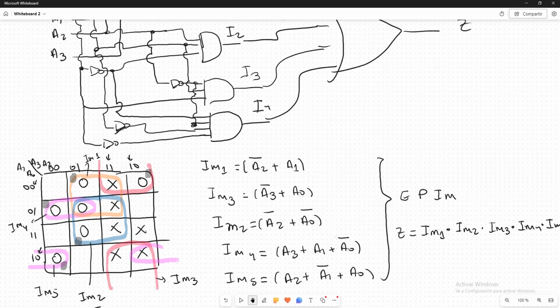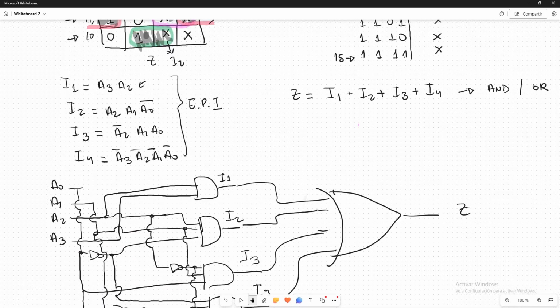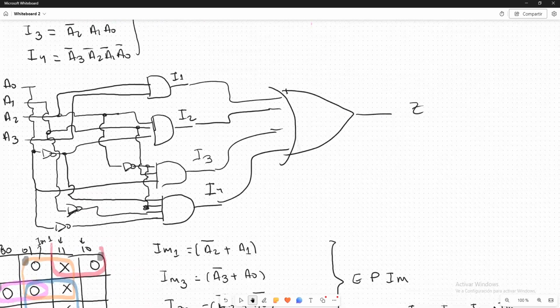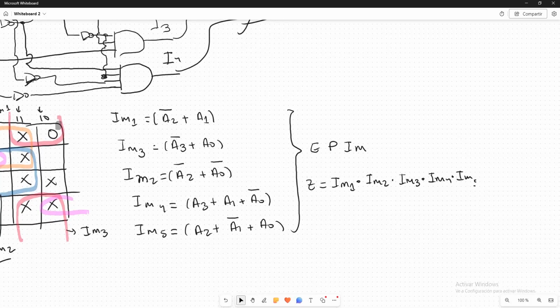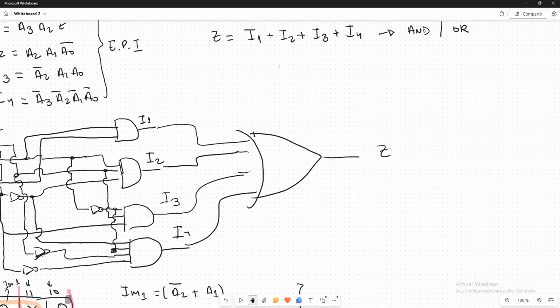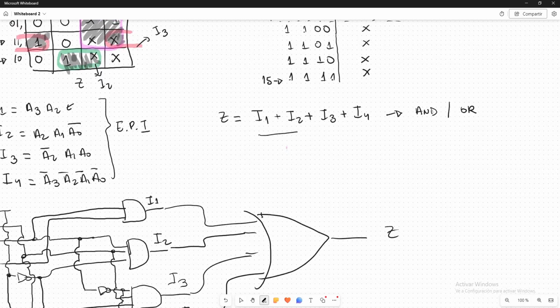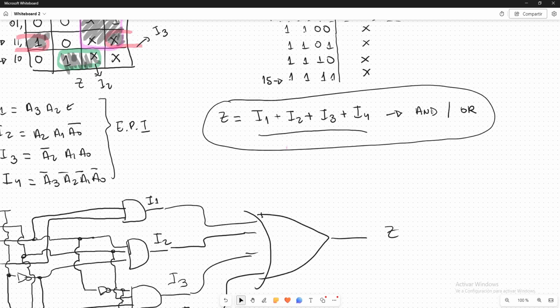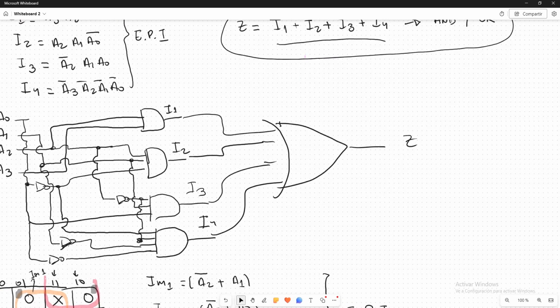You can compare with the minimal sum and look for the minimal expression. And here we have 5 sum terms, but here we have 4 product terms. So this is a better implementation because we use a smaller circuit.